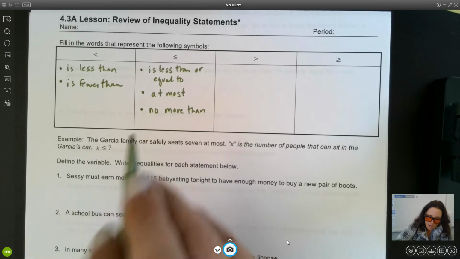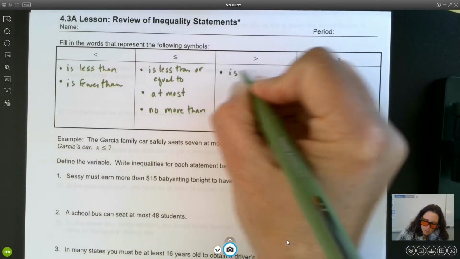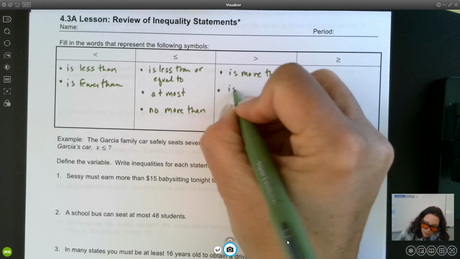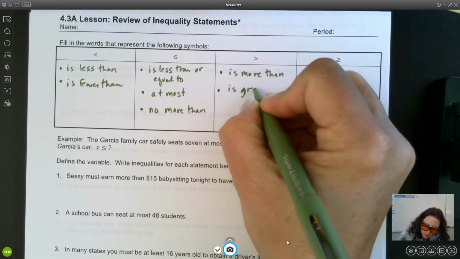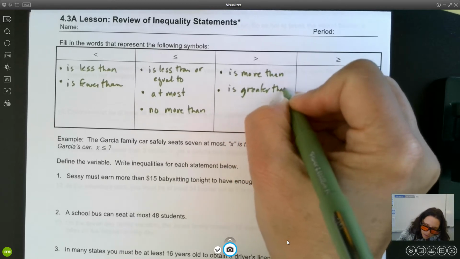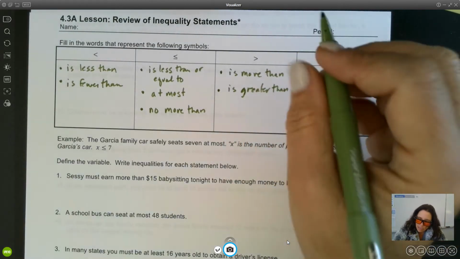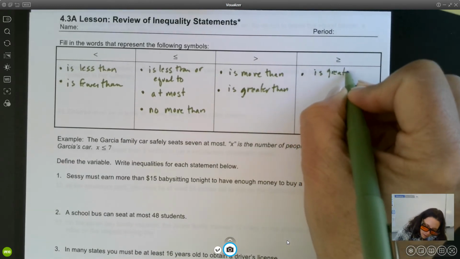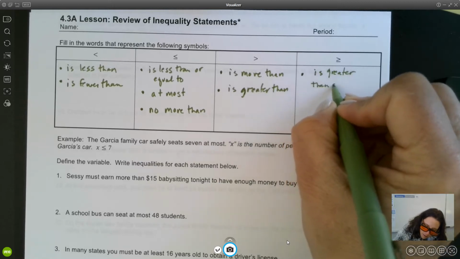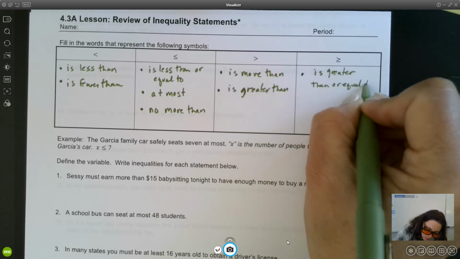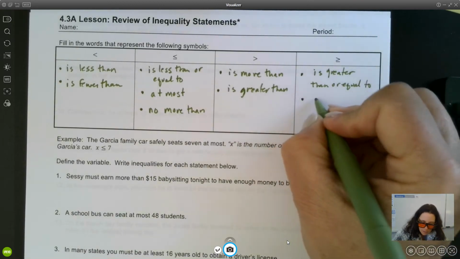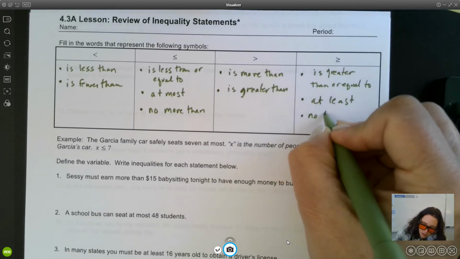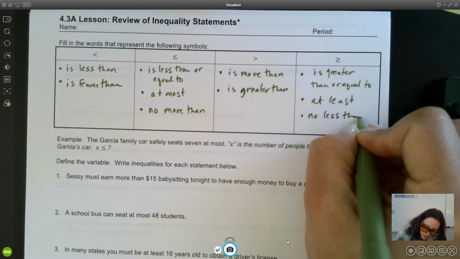All right, this guy is more than, is greater than. This one is greater than or equal to. At least, I'll explain that one in a second, and no less than.